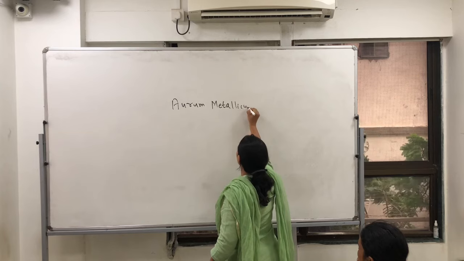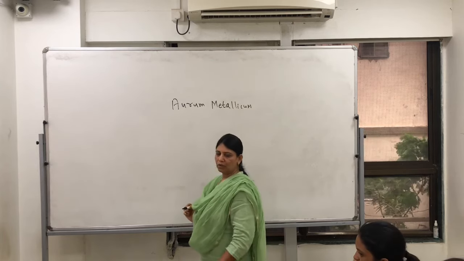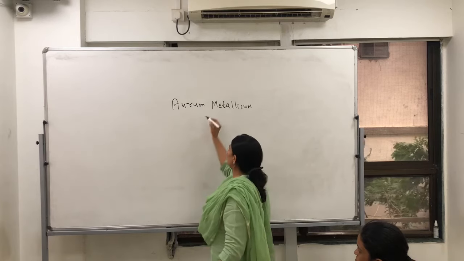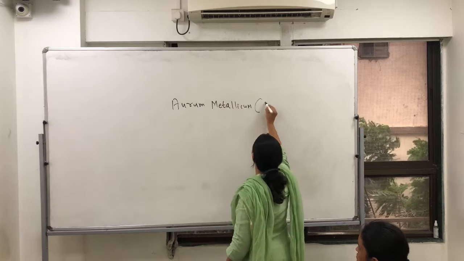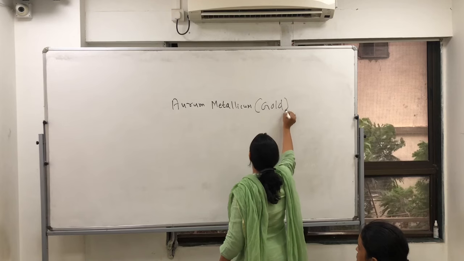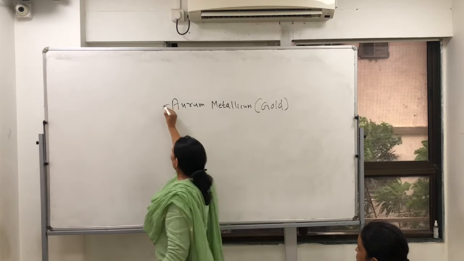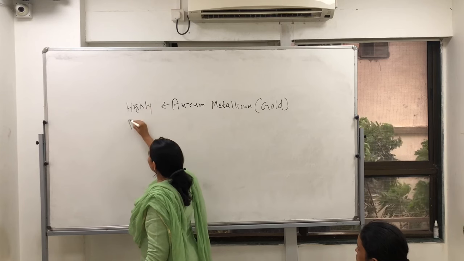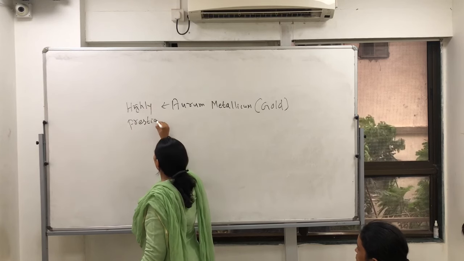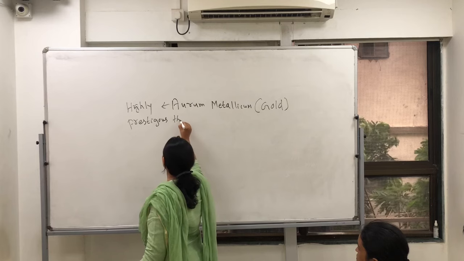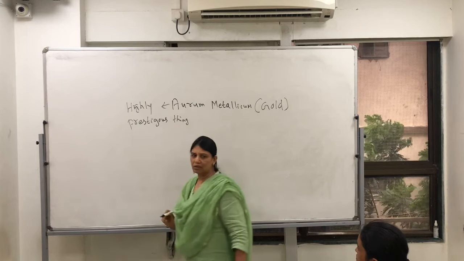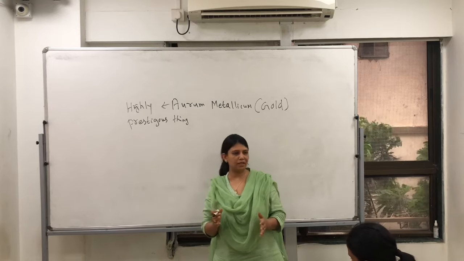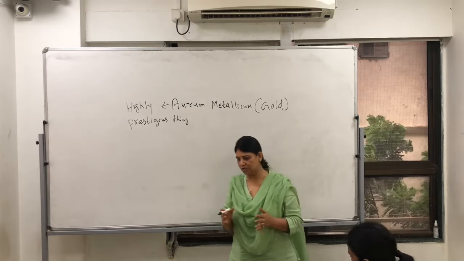Today we will start with the new medicine, that is Aurum Metallicum. As we know, Aurum Metallicum is made up of gold, and gold is a highly prestigious thing. So as gold is a highly prestigious thing, Aurum is also a very important medicine.